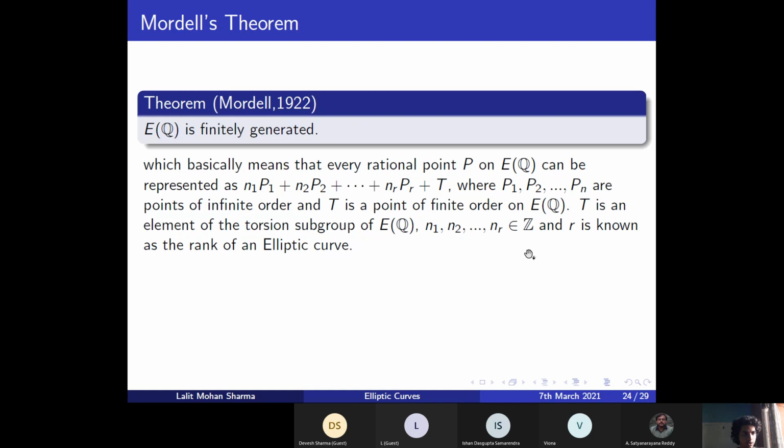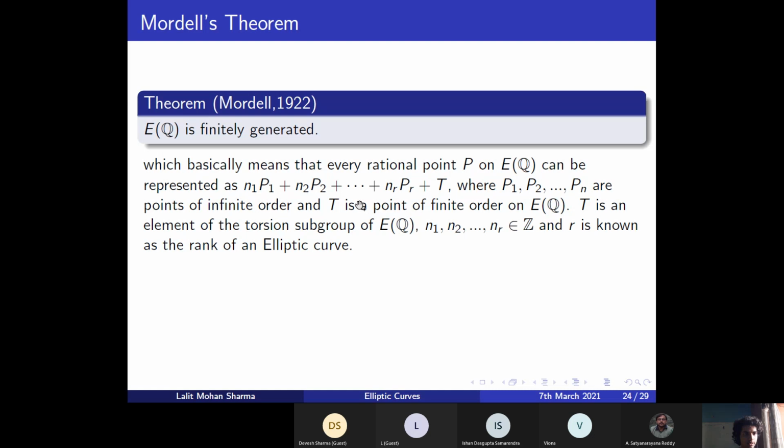And T is the element of the torsion subgroup of E of Q. So the torsion subgroup of an abelian group is just the group of points of finite order. So if you have an abelian group and you take the set of all points of finite order in it, then it turns out that that set forms a subgroup. So that is what the torsion subgroup is, and the group needs to be abelian for the torsion subgroup to exist.